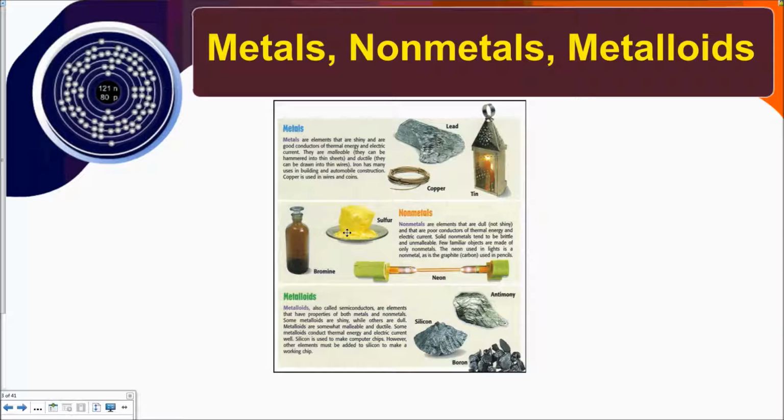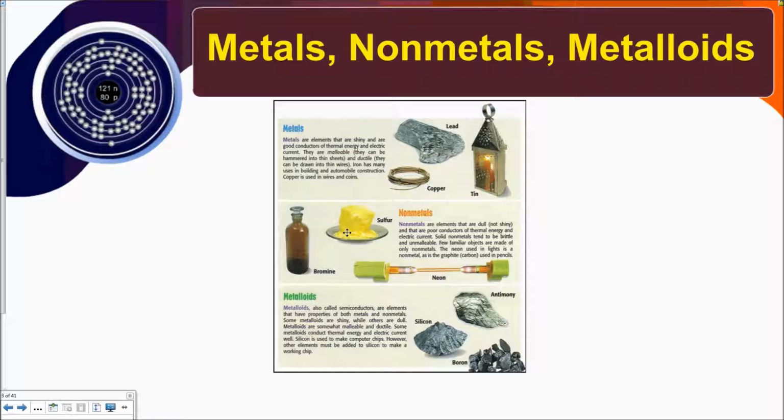Nonmetals, on the other hand, are elements that are dull, meaning they're not shiny. They're poor conductors of thermal energy and electric current. Solid nonmetals tend to be brittle and unmalleable. Few familiar objects are made of only nonmetals. The neon used in lights is a nonmetal, as is graphite, which is carbon used in pencils.